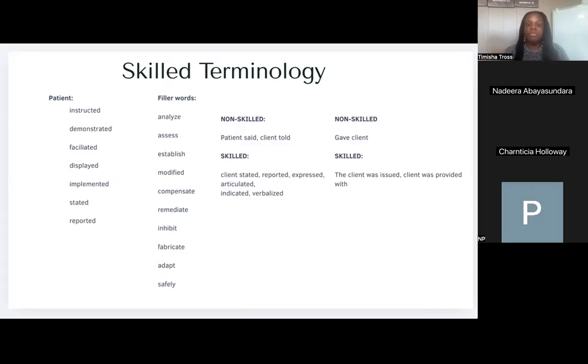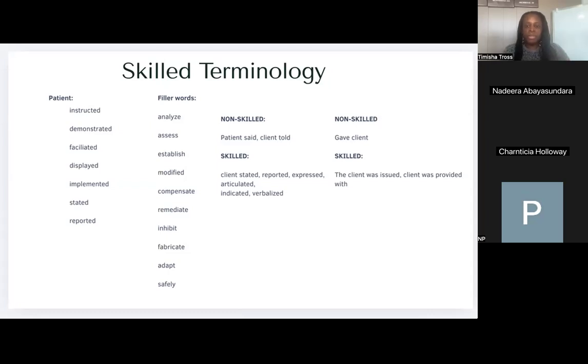indicated. Now, if for any reason we're doing a subjective and the patient is nonverbal, okay, you would say observe the patient, okay? So that's how you would make it more skilled terminology when you are writing.